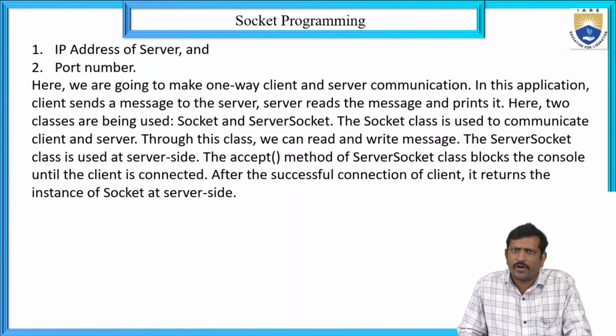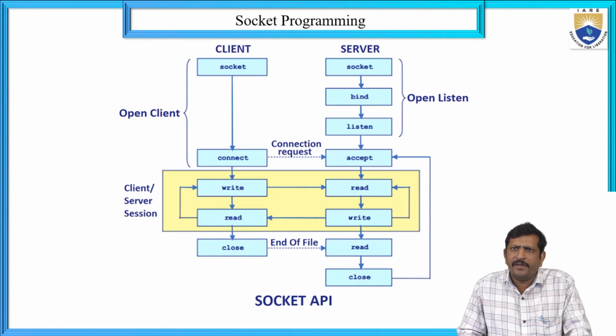The ServerSocket class is used at the server side. The accept method of the ServerSocket class blocks the console until the client is connected. After the successful connection of the client, it returns the instance of the socket at the server side. And here, this is a socket API. Diagrammatic representation of the socket API for client and server.